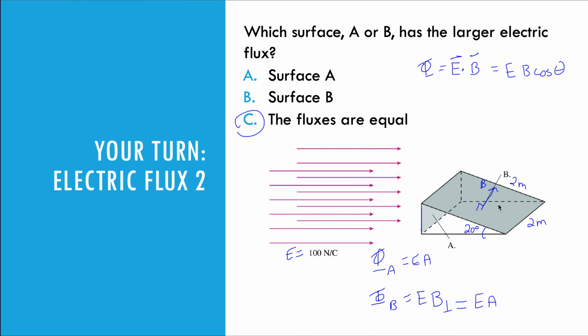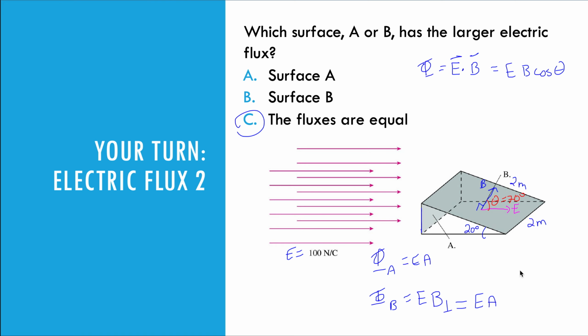Let me use my pink, just because the electric field is pink here. So electric field is going this way. So we want this angle, theta, and you should be able to see that that angle, theta, is actually 70 degrees.